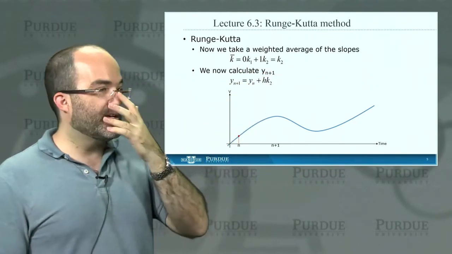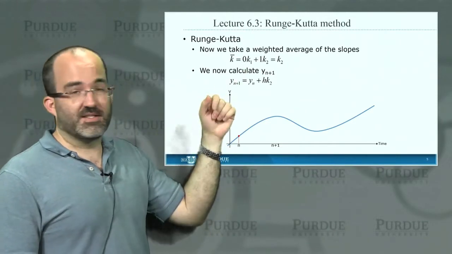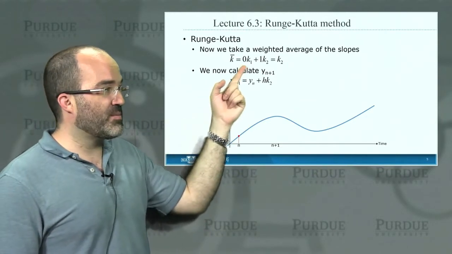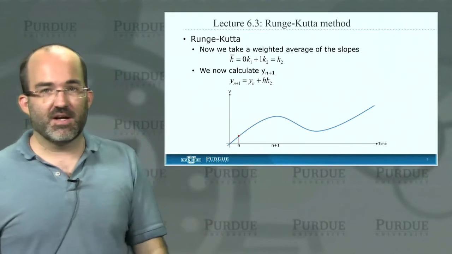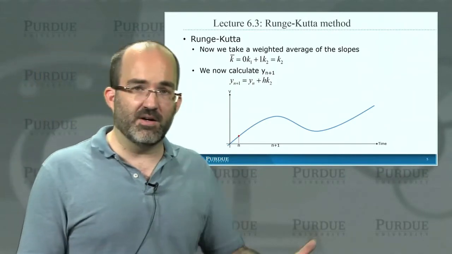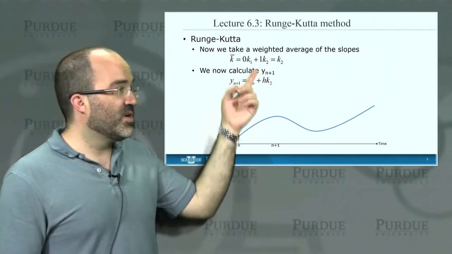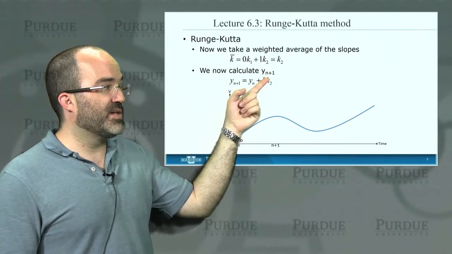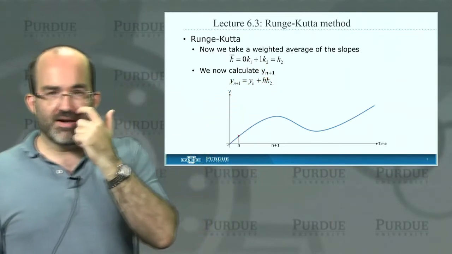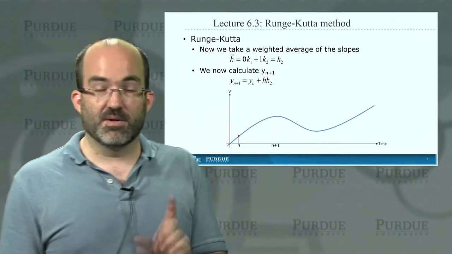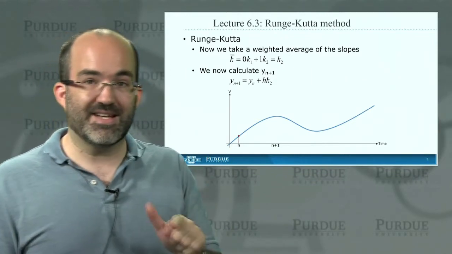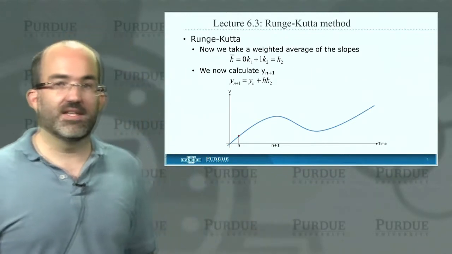And then we're going to use a weighted average of those two slopes, k1 and k2. In this case it seems a little trivial because we're going to drop k1 and keep k2, but you'll see how the weighting works a little better when we do higher order Runge-Kutta methods. Now we're going to calculate y sub n plus 1 using that weighted average slope, which is really that second slope. But remember, we use the first slope to get that second slope, so you can't just go right to that second slope.